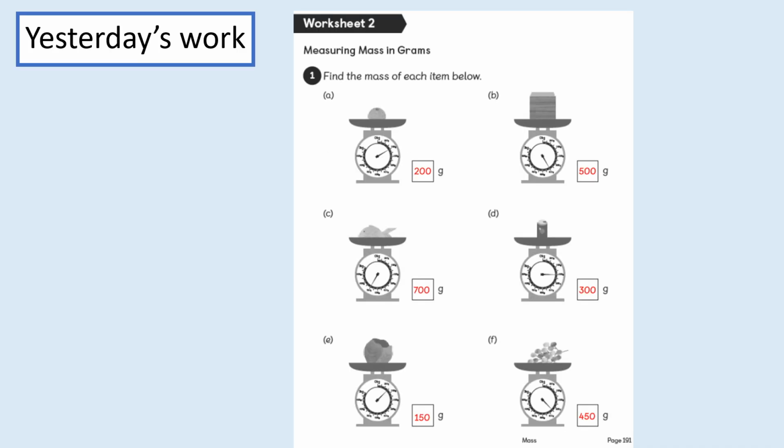Okay, so before we start today's lesson, we're going to have a little look at your work from yesterday and mark that carefully together. So on this page, we were measuring mass in grams and we had to find the mass of each object. So for question A, we should have got 200 grams, question B, 500 grams, question C, 700 grams, question D, 300 grams, question E, 150 grams, and question F, 450 grams.